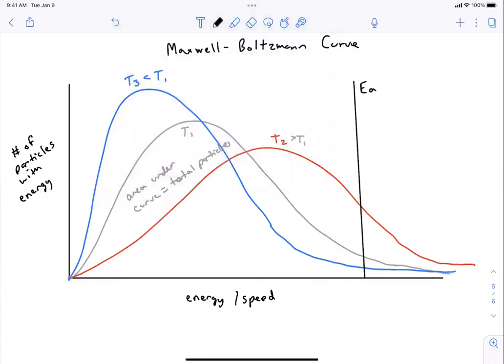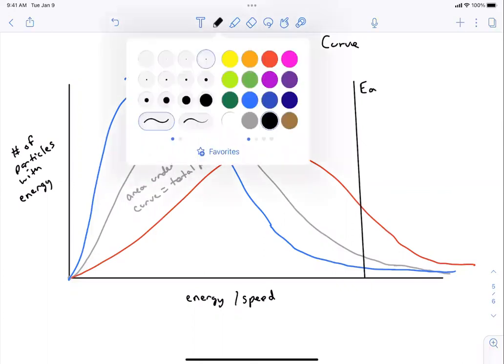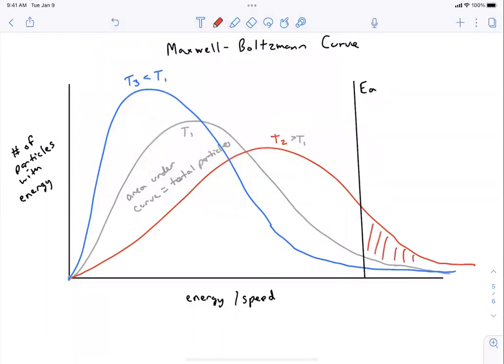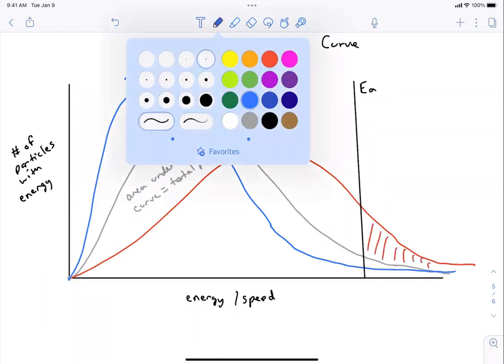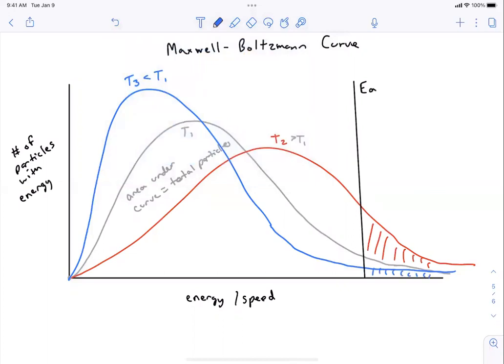And that's the activation energy. This is just a vertical line anywhere. There's not a specific place that goes on here, but what that means is all of these particles past this line have the right amount of energy to react.